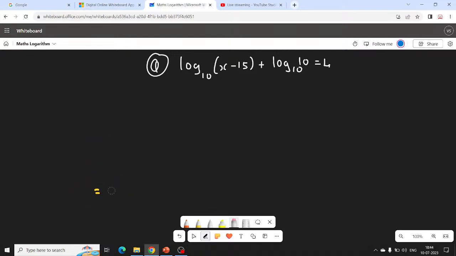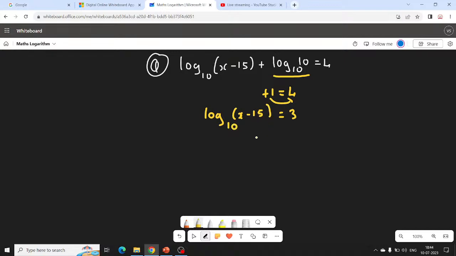Look here, everyone. First thing what you do, log 10 to the base 10 can be taken as 1. So plus 1 is equal to 4. This plus 1 comes here. What happens? 4 minus 1 is how much? 3. Now write down the left hand side. This is log x minus 15 to the base 10.